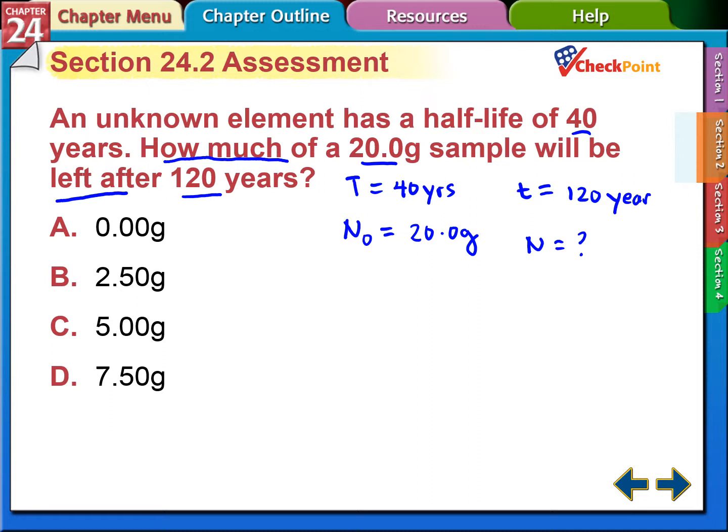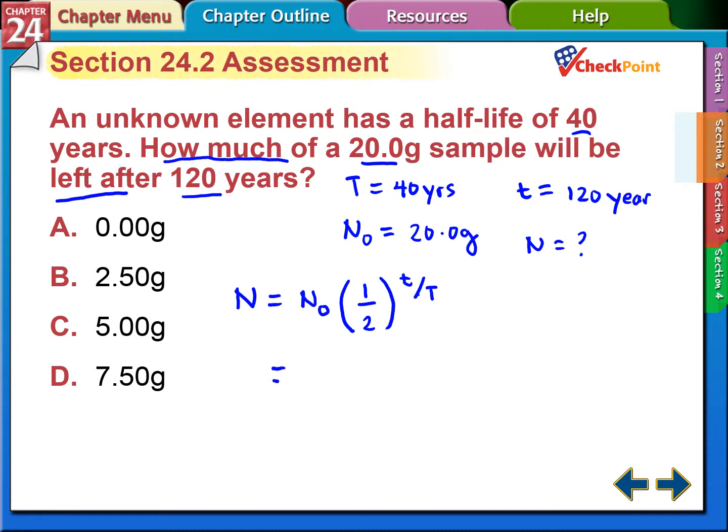Now, we have recalled that our equation for half-life is capital letter N, or the amount of radioactive isotope remaining, is equal to the initial amount of radioactive isotope multiplied by 1/2 raised to the power of the time elapsed, or small t, divided by the half-life, which is the capital letter T.